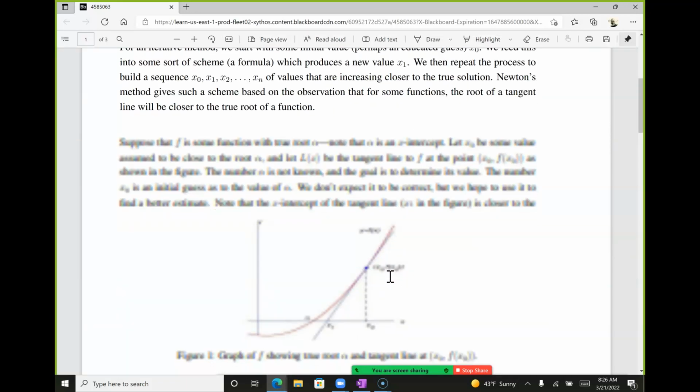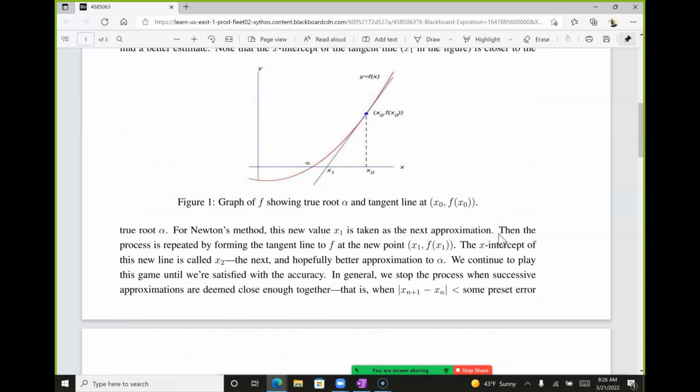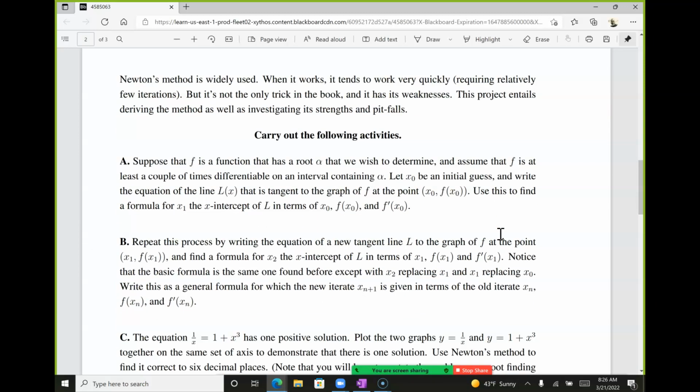So anyway, we start talking about this stuff. It is all theory. There's nothing to do in this first part of the project, not till you get to part A. Okay, so then you're doing these following activities. Now, when I talk about Newton's method today, I will be basically repeating what it says on that first page, but in my language, in a little bit of an easier language.